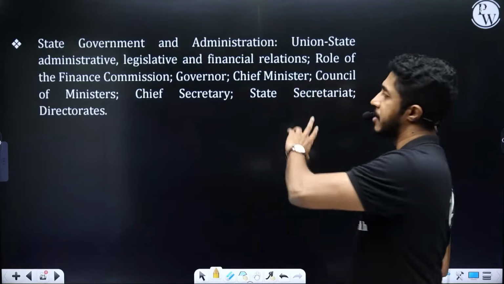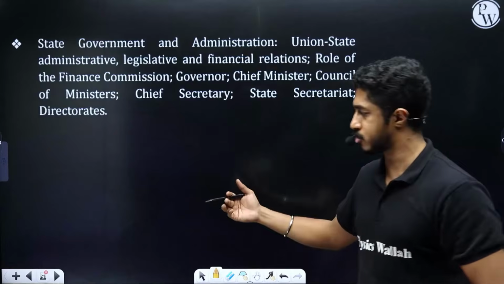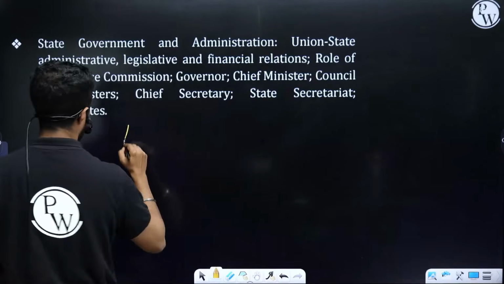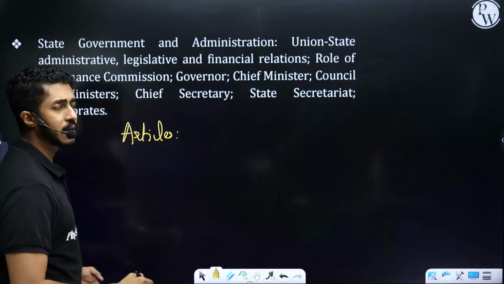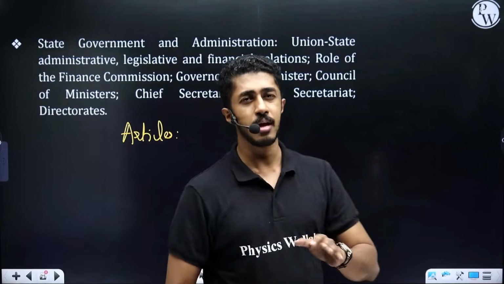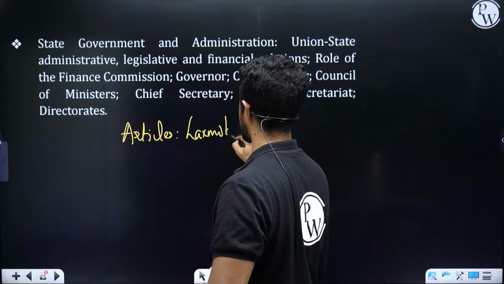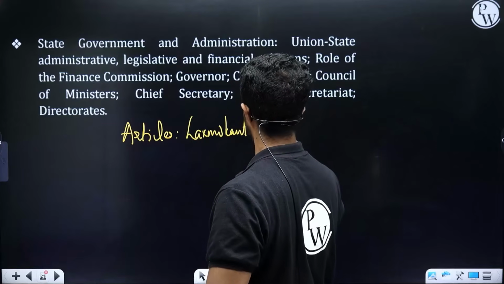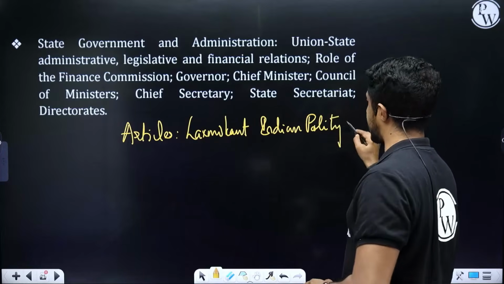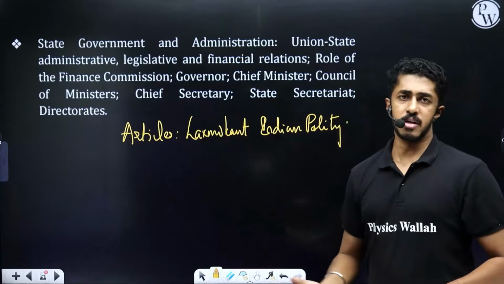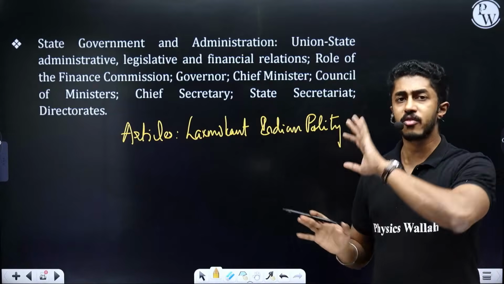State government and administration. You have done union government, so you'll have to do state government also. Static portion, yes, for the articles and all that, the articles and the basic structure of union government, state government, judiciary, etc., you may easily refer to Lakshmikant's Indian Polity. Purposefully, I didn't write it under the reference section because any which way you will be reading this book one way or the other. So you can refer to that book for a basic idea.